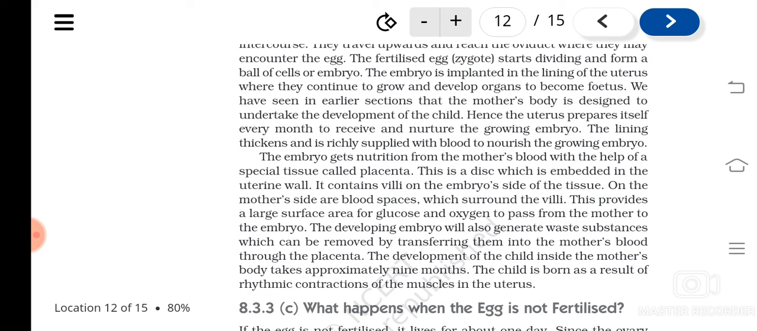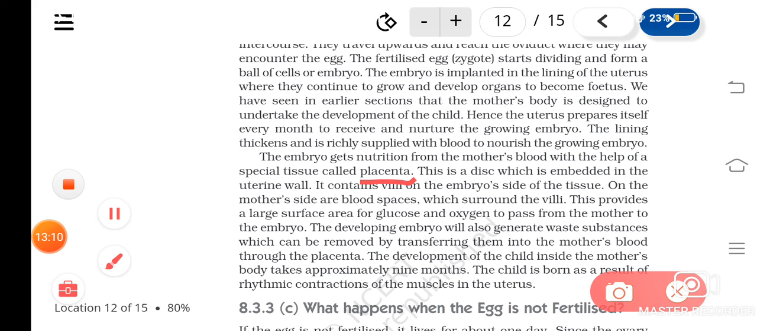So to receive this embryo every month, the uterus is getting ready by increasing the what? The thickness of the lining of the uterus, and also it will be supplied with what? Richly supplied with blood vessels. The embryo gets its nourishment from where? From mother's blood. Understood? With the help of a special kind of tissue called placenta.